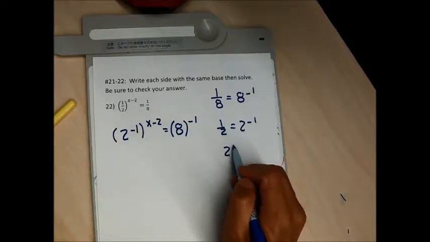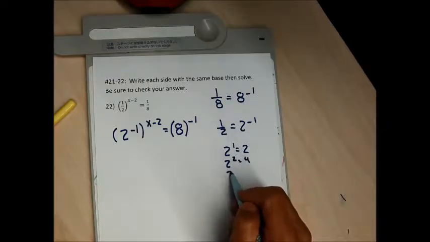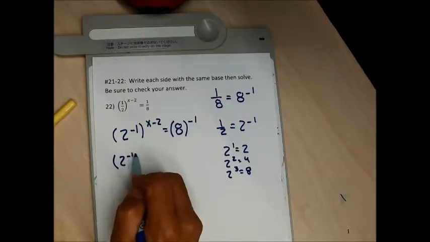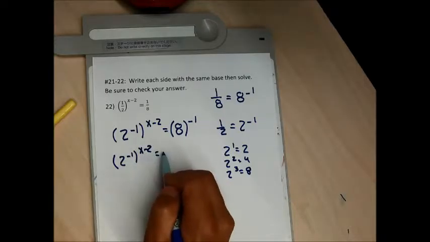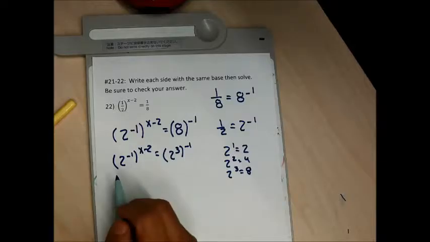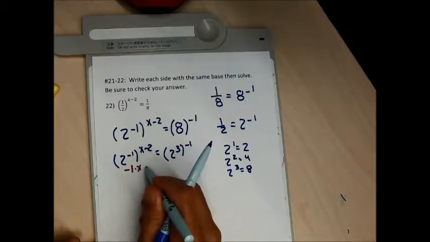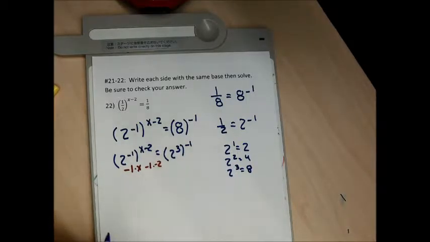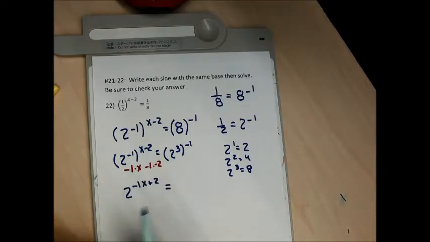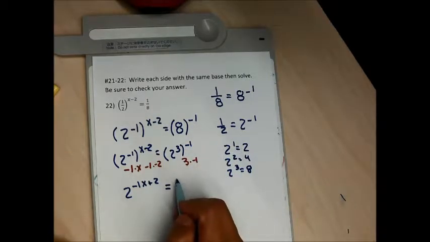And now I'm going to make the 8 on the right-hand side into 2 cubed because 2 cubed is equal to 8. So I can rewrite this as 2 to the negative 1 to the x minus 2 equals 2 cubed to the negative 1. And now I'm going to clear the parentheses by multiplying the exponents. On the left-hand side, I'm going to go negative 1 times x and negative 1 times negative 2. And I'm going to get an exponent of negative 1x plus 2. On the right-hand side, I'm going to multiply the exponents 3 and negative 1 and get negative 3 for the exponent of the base 2.